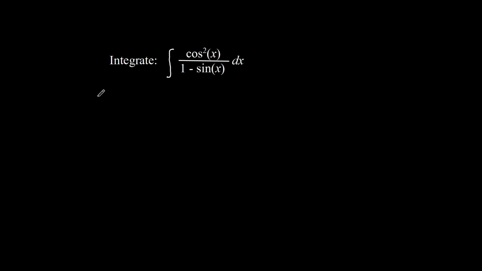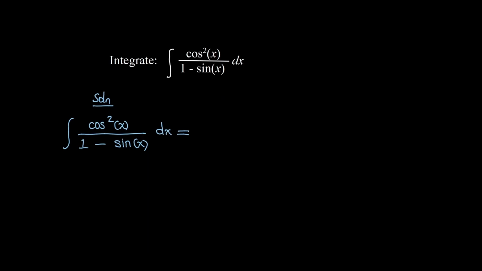So when we have this question, the first thing, of course, we have to do is to recopy our question down here. Let me say I have cos²x, and I divide this by the denominator, which is 1 minus sin x, with respect to x.